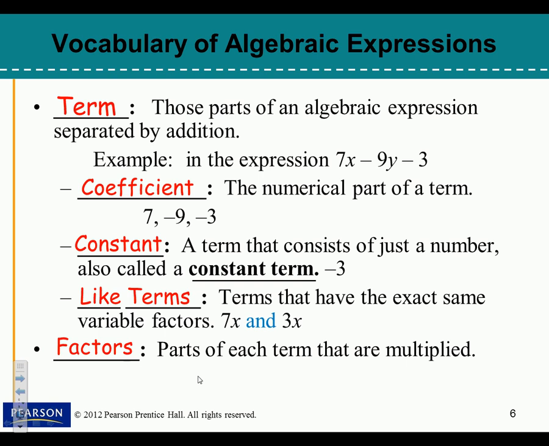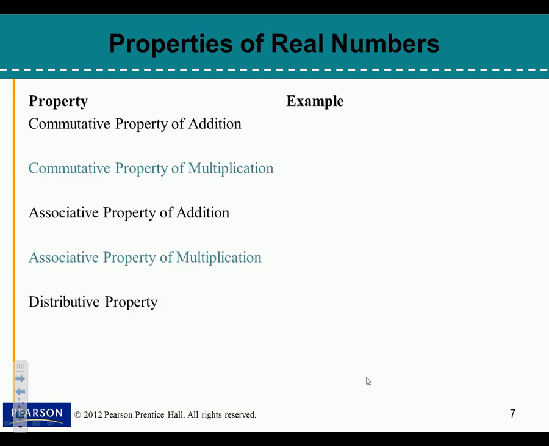Okay, so we need to review our properties. So we have the commutative property of addition. Commutative means I change the order, commuting back and forth, of what I'm adding. So a plus b equals b plus a, or this would be an example with algebraic terms in it.